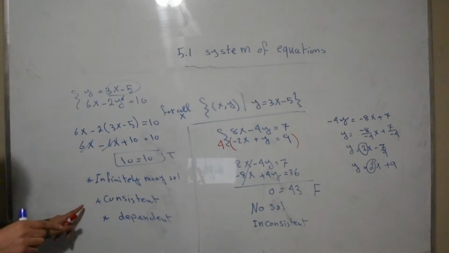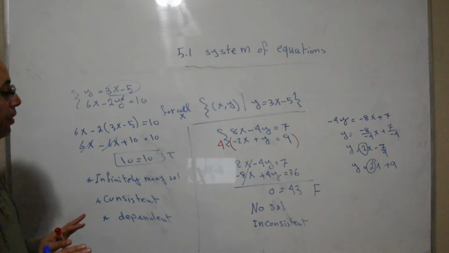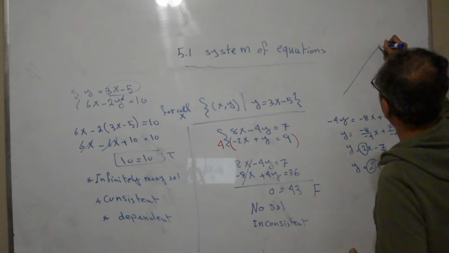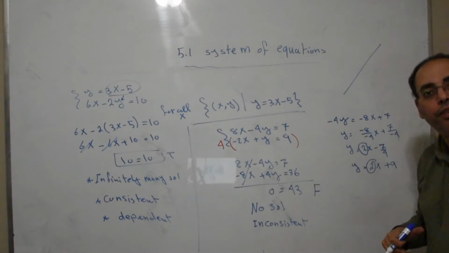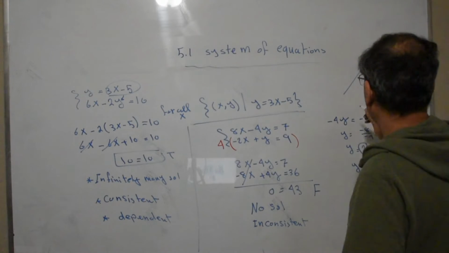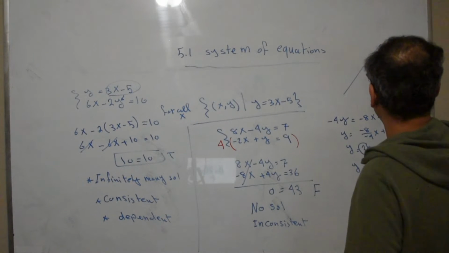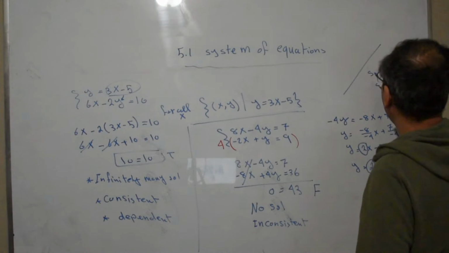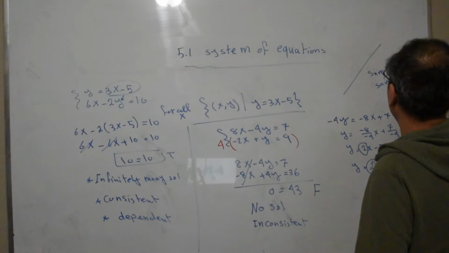In the other case, you're going to have the two lines overlapped. Well, that means that they have the same slope and the same y-intercept.